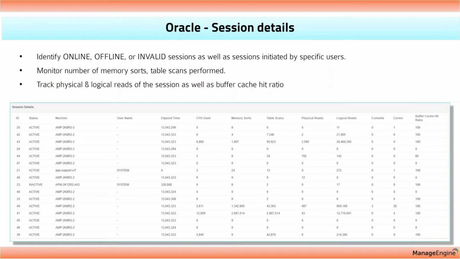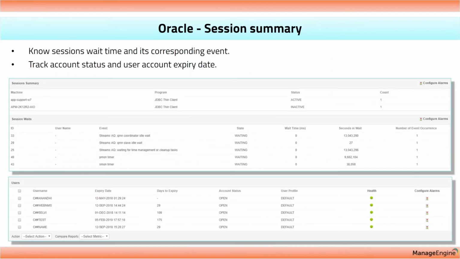Next, see the session summary details, and you can see the session's wait time and its corresponding event, the account status, and the user account expiry date. We automatically discover the users present inside the Oracle database, and you can see a specific column here called days to expiry. Say, for example, you have created a user and the user account is going to expire on a certain date. You can configure an alarm for this specific column and receive a proactive notification from the tool. This is just one of the basic examples that I have provided.